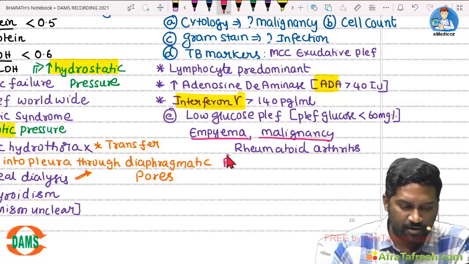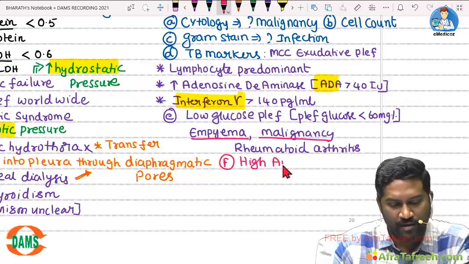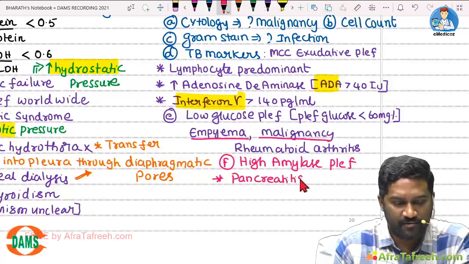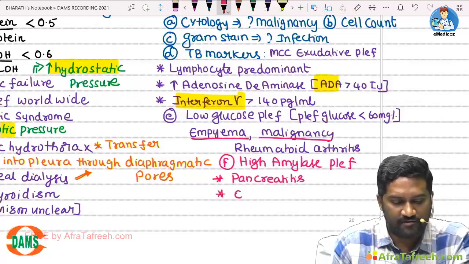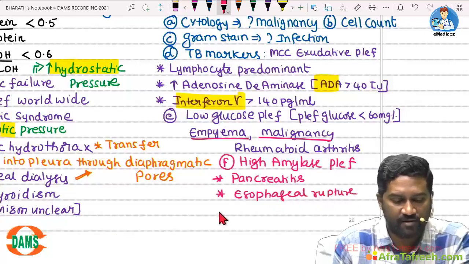Then what are the causes of high amylase pleural effusions? High amylase pleural effusions can be seen in pancreatitis, esophageal rupture, and malignancy.